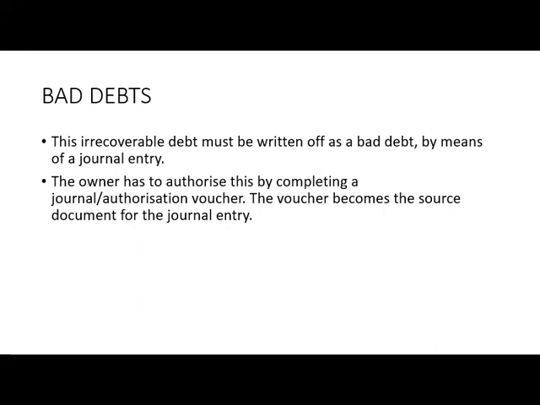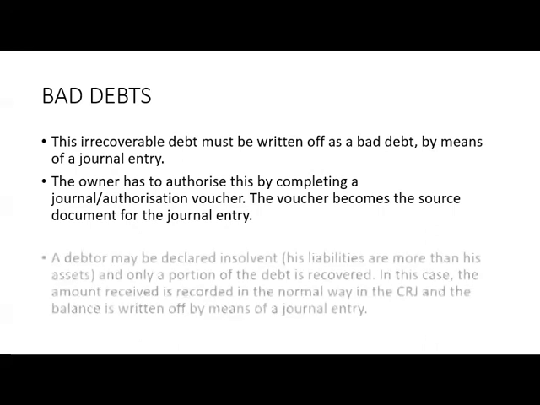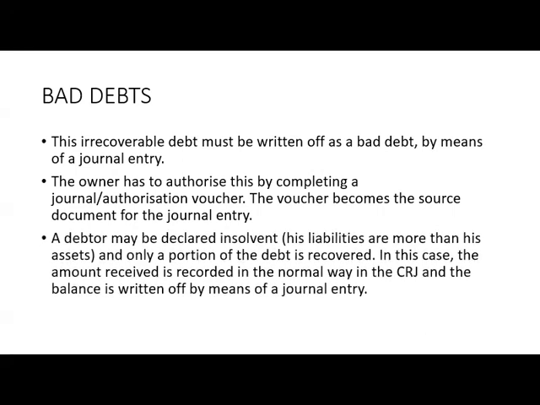A debtor may be declared insolvent. When you're declared insolvent, it's when your liabilities are more than your assets, so you won't be able to pay back what you owe. And in that scenario, when you're declared insolvent, they will appoint a lawyer, and the lawyer will, which is what we normally call an estate, take all your assets.